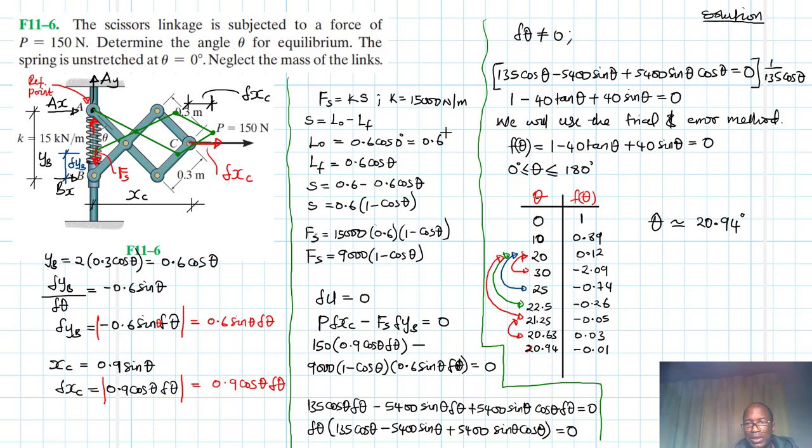And you can try it back in the equation. You see it will give us a value of that error, which is not bad. 1 minus 40 tan 20.94 plus 40 sine 20.94. So it's not bad. It's really not bad. So this is a good approximation.